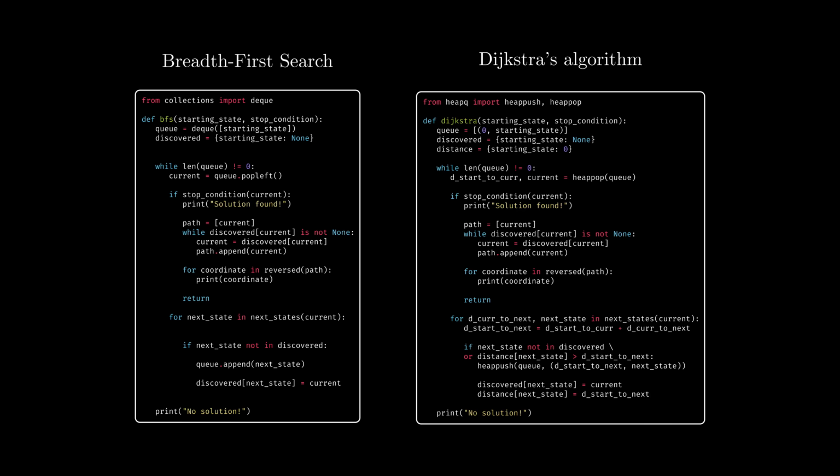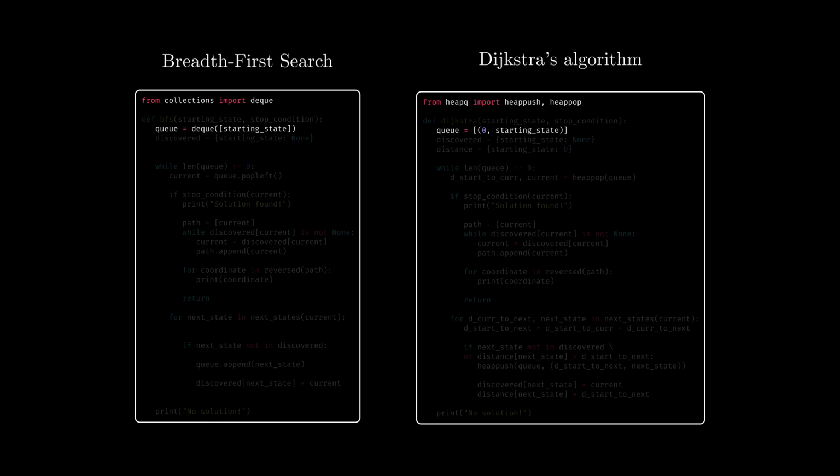As you can see, the algorithms are very similar, with only a few differences. Dijkstra uses a heap instead of a deck, which is a data structure that can quickly return its smallest element. It uses it to always explore the element that is closest from the start. The next states function has to be aware that different neighboring states can have different distances, and so it has to return both the neighbor and the distance to it. The distance from the start to the neighbor is the distance from the start to the current state, plus the distance from the current state to the neighbor.